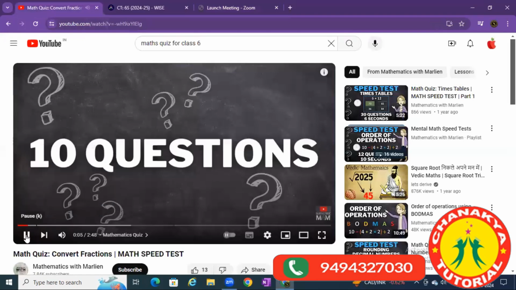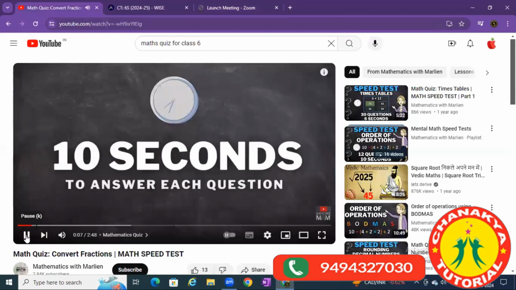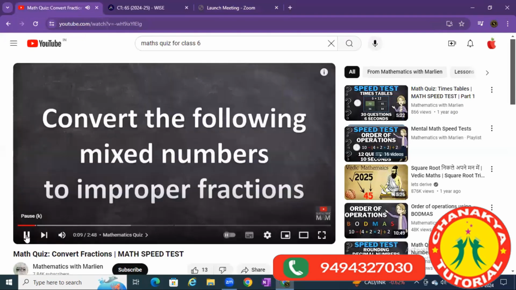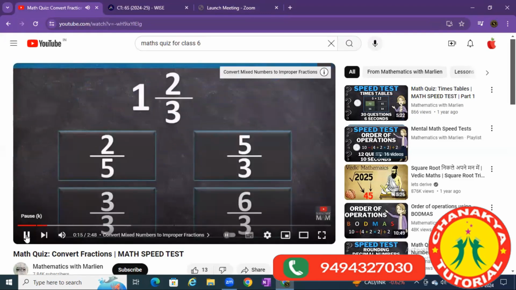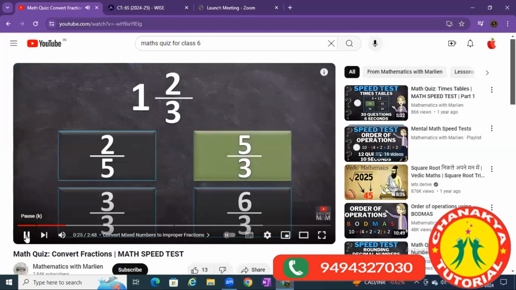You have 10 questions. This is converting mixed fractions to improper fractions. Keep your notebook also with you. 5 by 3, sorry. Keep noting your correct answers.